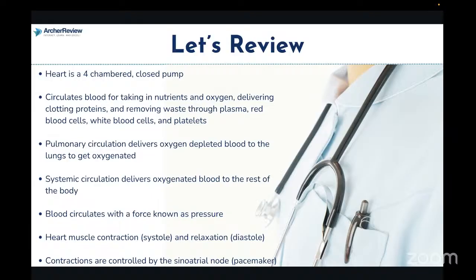Pulmonary circulation delivers oxygen-depleted blood to the lungs so it can get rich in oxygen, whereas systemic circulation delivers that oxygen-rich blood back to the rest of the body. And because your heart and the cardiovascular system as a whole is a closed system, your blood circulates with a known pressure.